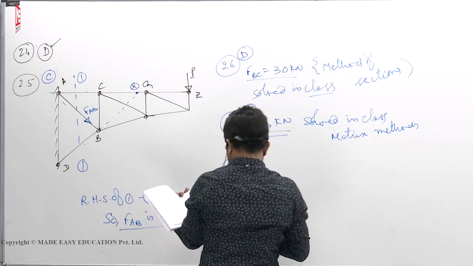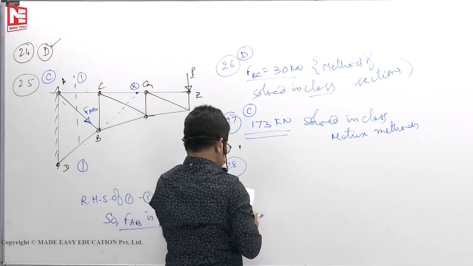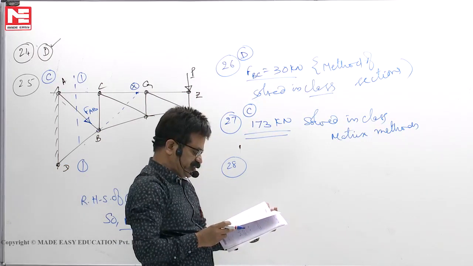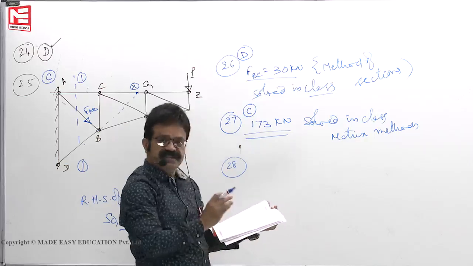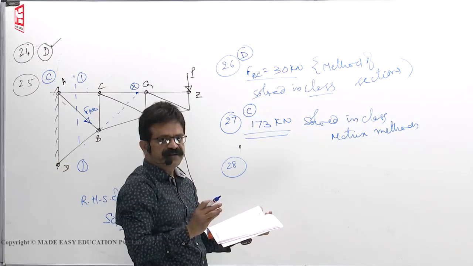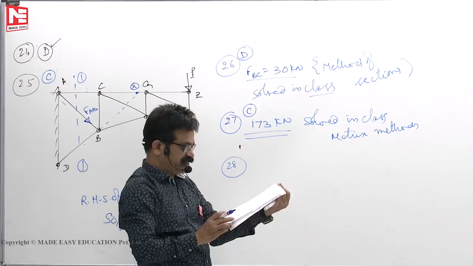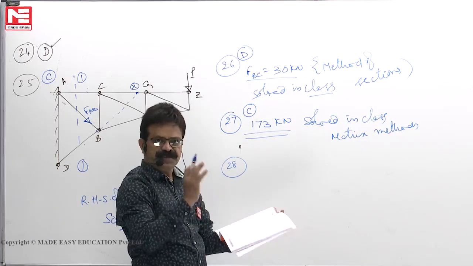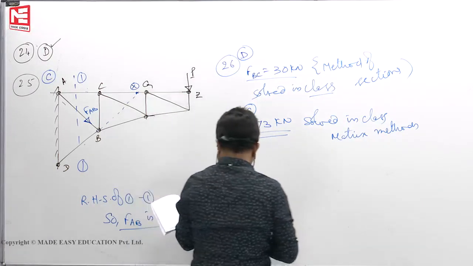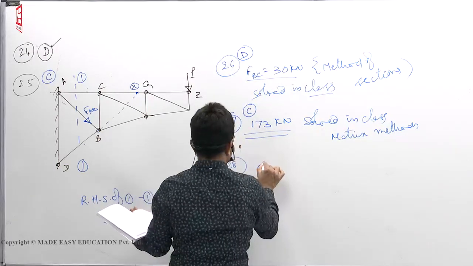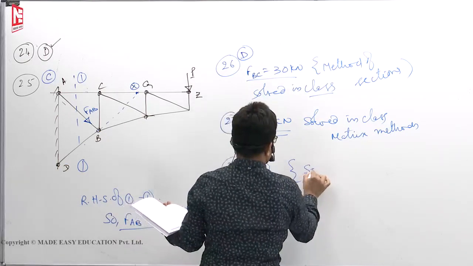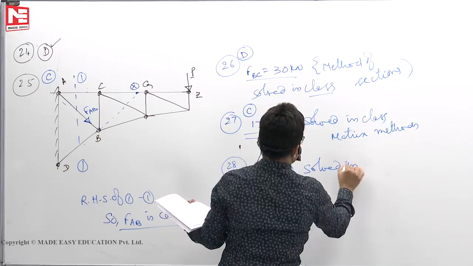Next, 28. How is a truss which undergoes rigid body translation? Rigid body translation means reactions are parallel. It will happen only when an insufficient number of reactions are there. It is a truss, simply supported truss. So a statically unstable truss, 28, option C. This also I solved in class.